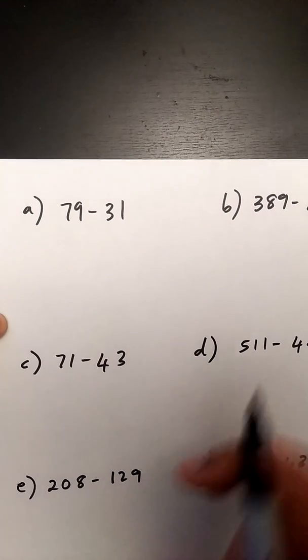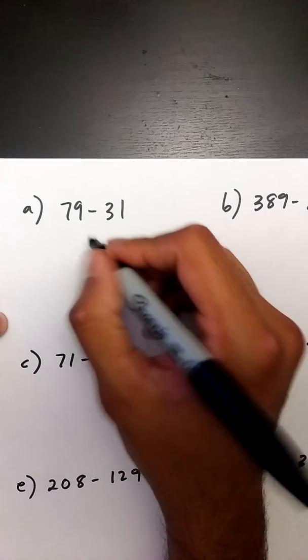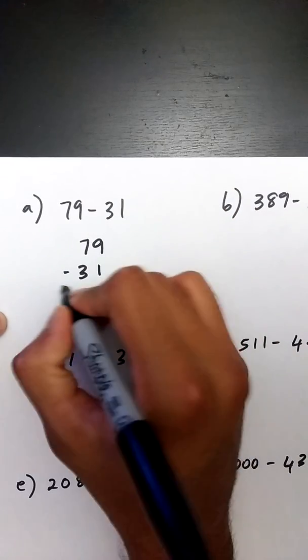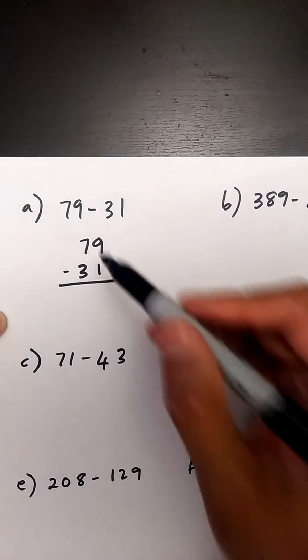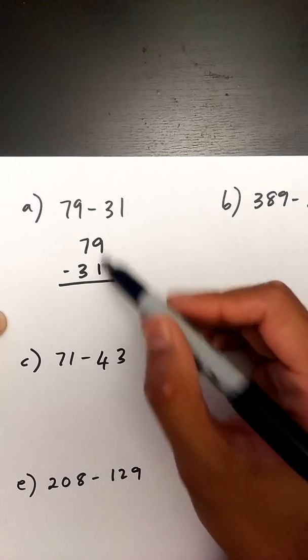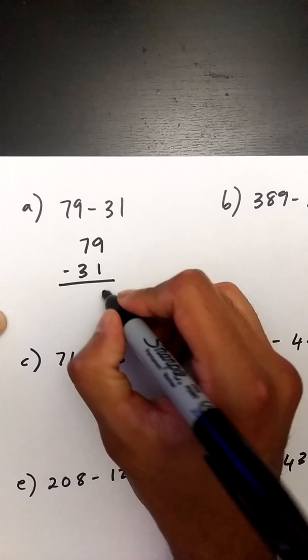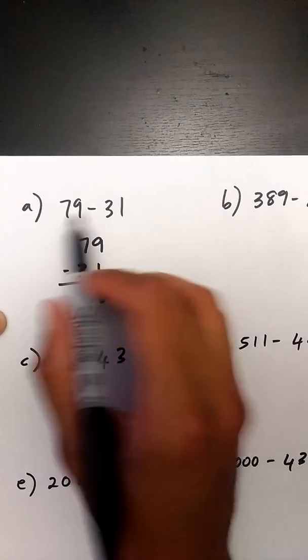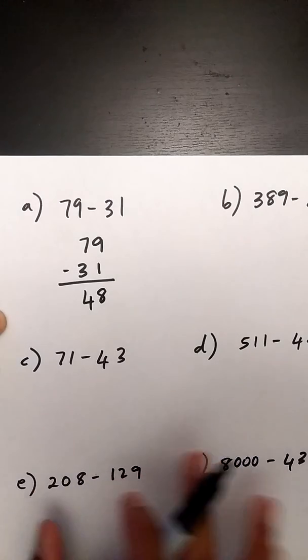Okay, so when doing subtraction, it's pretty much the same as addition. You want to line up the numbers and line it to the right. And then we're going to subtract numbers on the right, starting from the right side. So 9 minus 1 is 8. 7 minus 3 is 4. So 79 minus 31 is just 48.